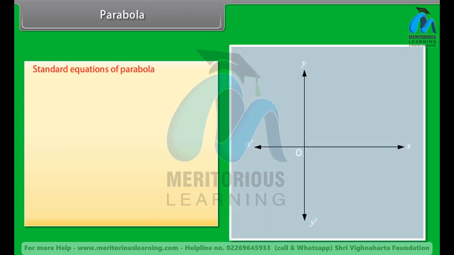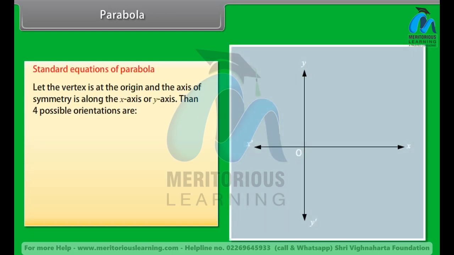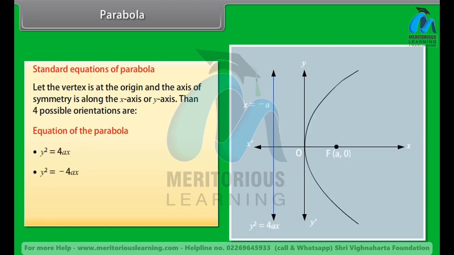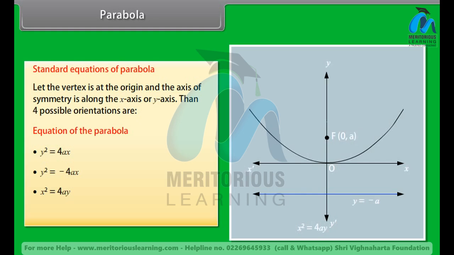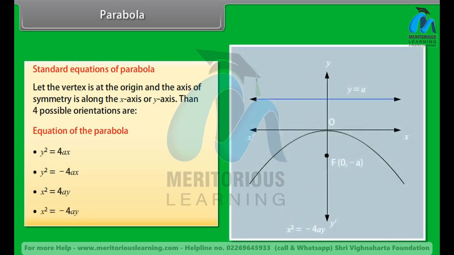Standard equations of a parabola. Let the vertex be at the origin and the axis of symmetry be along the x-axis or y-axis. Then, four possible orientations are: equation of the parabola y^2 = 4ax, y^2 = -4ax, x^2 = 4ay, x^2 = -4ay.